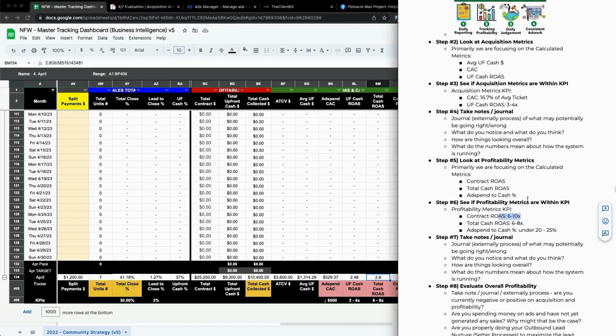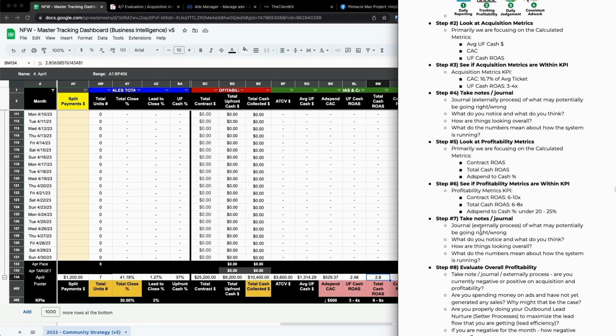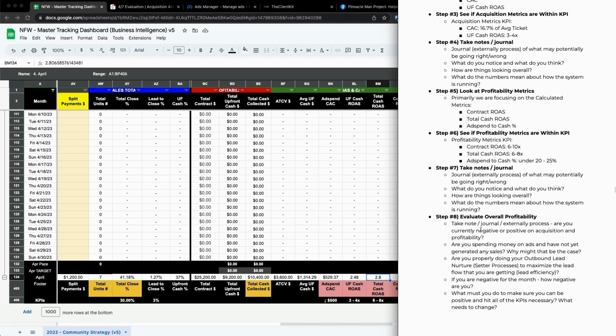Beautiful, very nice. Now, after that, we can, like we said, take notes, journal, externally process what may potentially be going right, what might be going wrong. What do you notice? What do you think? How are things looking overall? What do the numbers mean about how the system is actually running, right? So we want to go ahead and evaluate what's happening here.